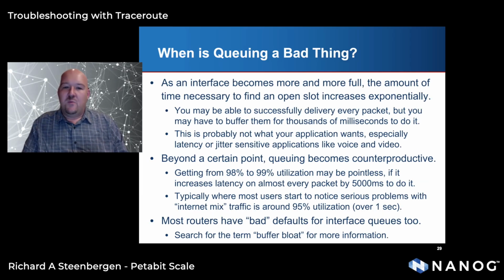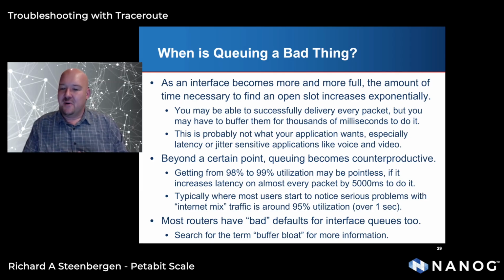So when queuing is a bad thing is when the interface becomes more and more full, the amount of time that you need to hold on to it increases exponentially. Like I said, you might be able to successfully deliver that packet, but you had to buffer it for 5,000 milliseconds to do it. That's probably a bad thing. It's probably not what your application wants.